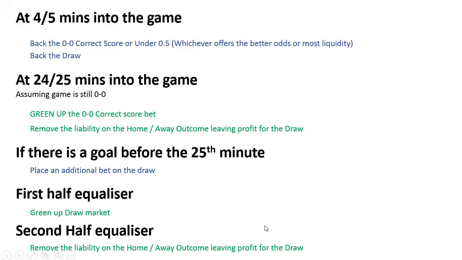If the game ended up being 3-1, for instance, you would have your overall loss on the correct score, which has already been lost, but you would have no liability on that match outcome. And if it ended up finishing 1-1 or 2-2, 3-3 as a draw, you would have a larger profit because you've had two bets, which you've then removed the liability on the home and away. So that is the technique I use.